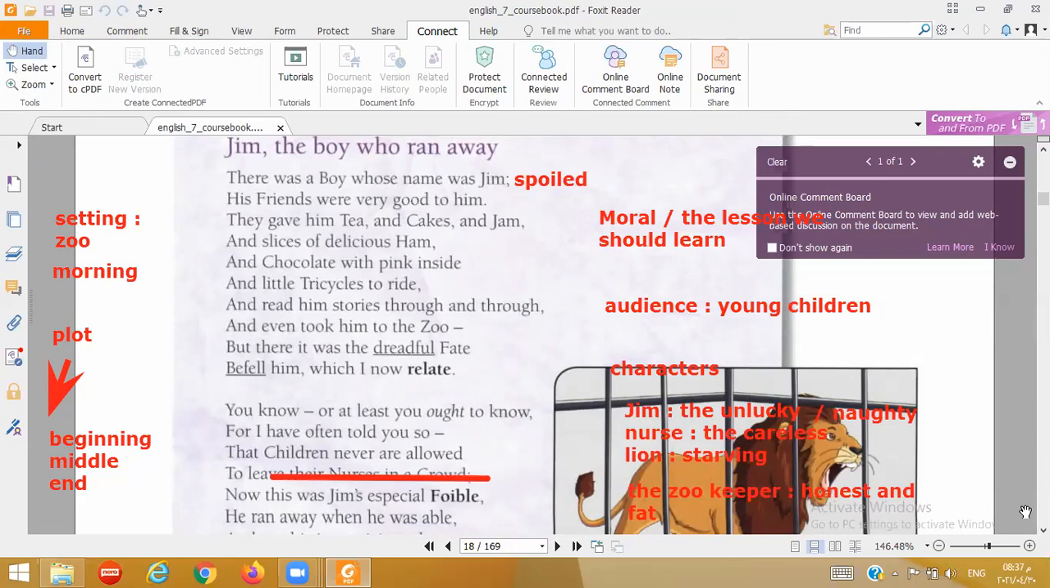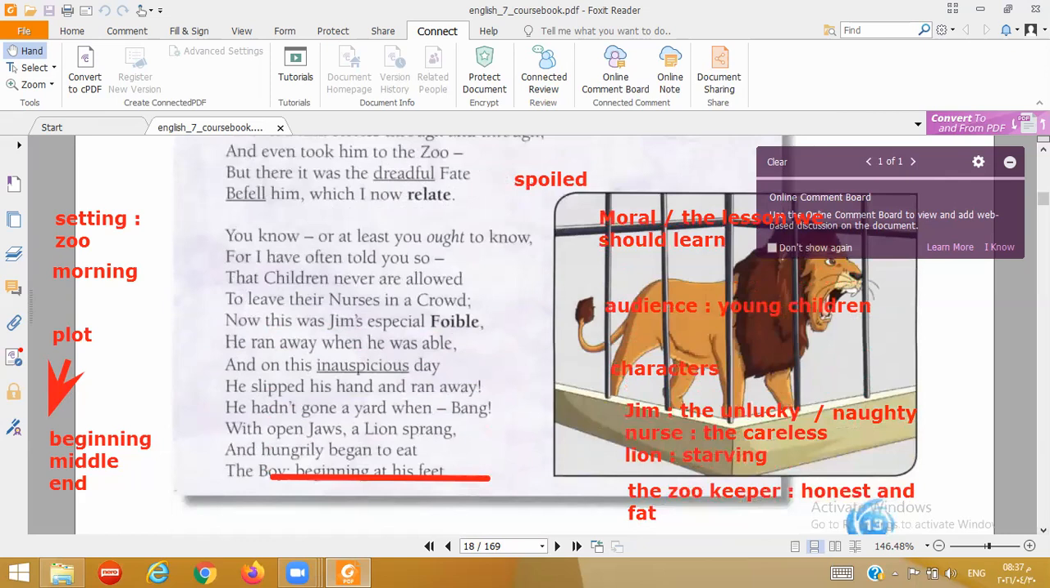That's definitely not right. But the boy, because he likes to run away, he just left her hand. So that's the beginning of the story: a boy who has kind friends, and then the middle of the story, he just left the nurse's hand, and the end of the story was very sad. He got eaten by a lion.